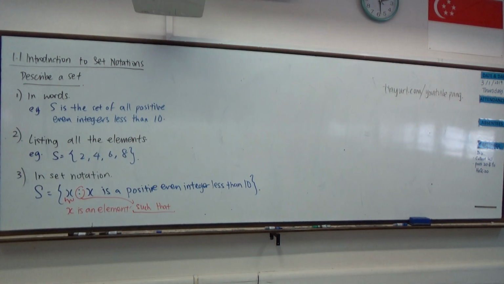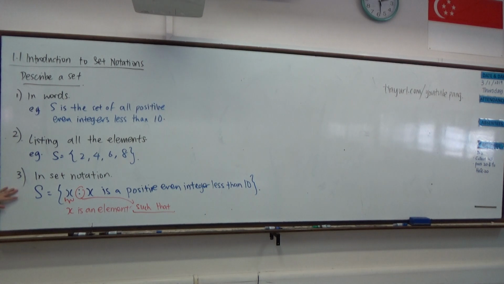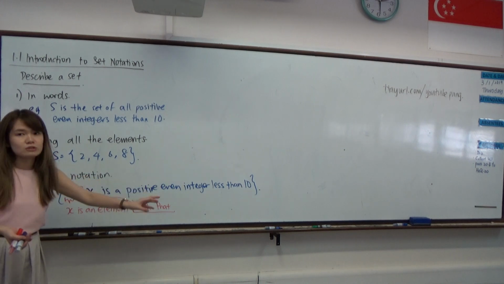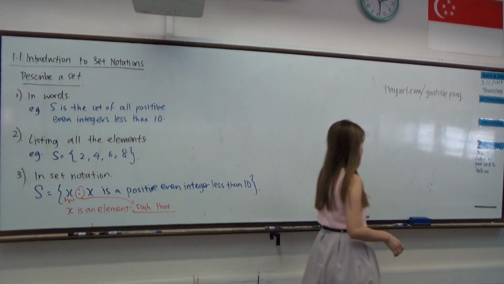How we read it: X is an element such that X is a positive even integer less than 10. Of course, at this point you will find that this sort of notation seems very wordy. Why not I just use this or this? For now, this definitely isn't very helpful. If you pursue maths further, you will learn more notations. But for now, we will not introduce those notations.